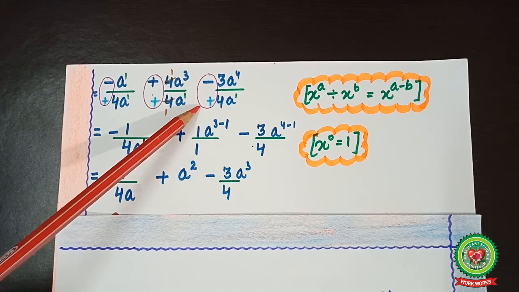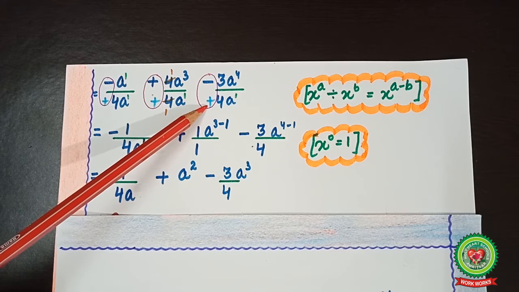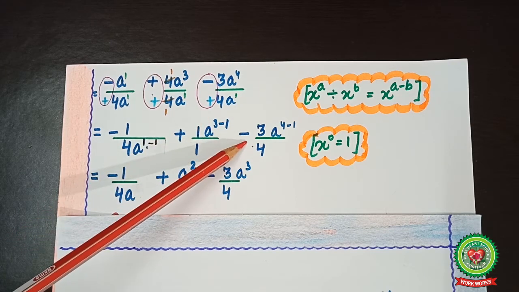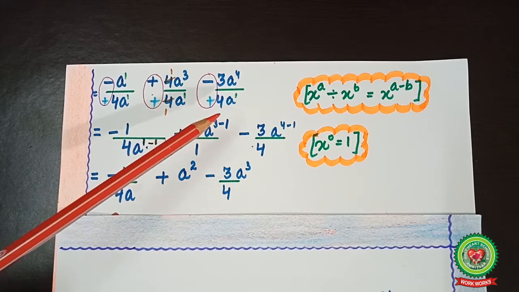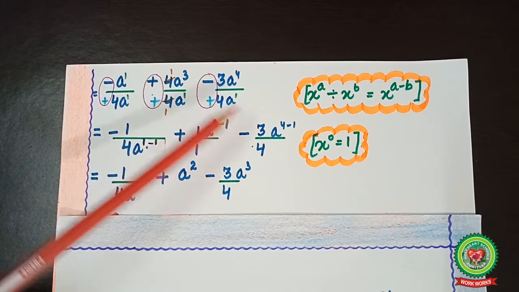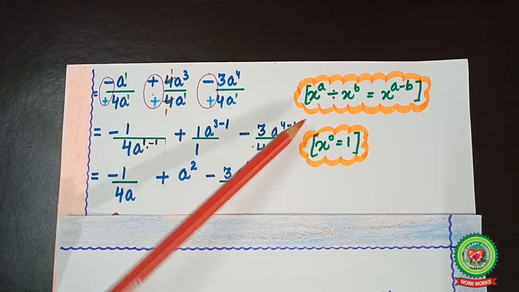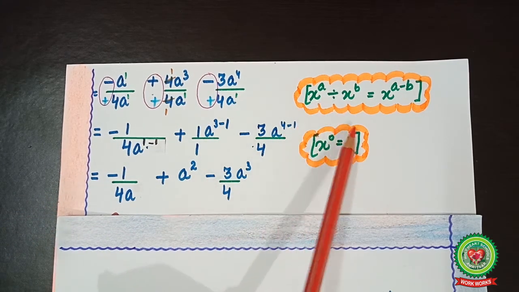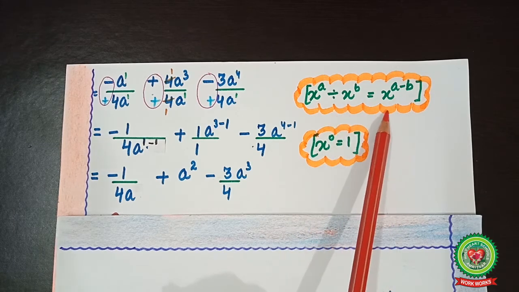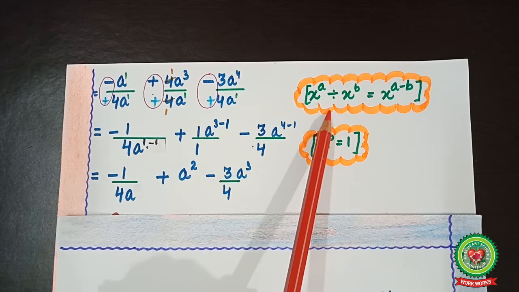And here you can see again the unlike signs are there, minus and plus. So for unlike signs, the sign is minus. So you will write here minus 3 upon 4. We can't cut them on a common table. So you will write here 3 upon 4, a raised to power 4 minus 1. So we have followed that rule, that is x raised to power a divided by x raised to power b is equal to x raised to power a minus b. So you have to write that law here, right?